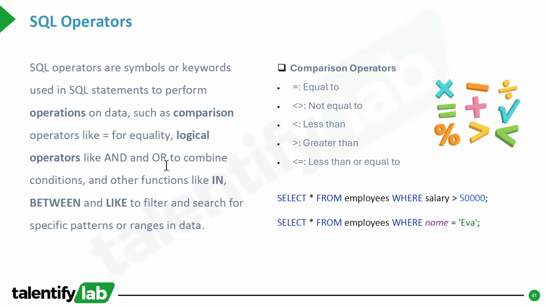Okay, let's continue. SQL operators: if you want to see if something is greater than, equal to, or less than, these are our operators. We will use them just as conditions. If the salary is greater than 50,000, then give all the column information for those rows.